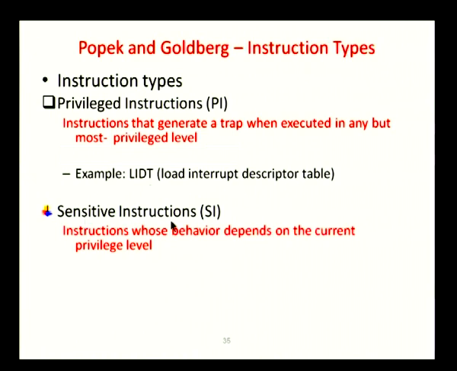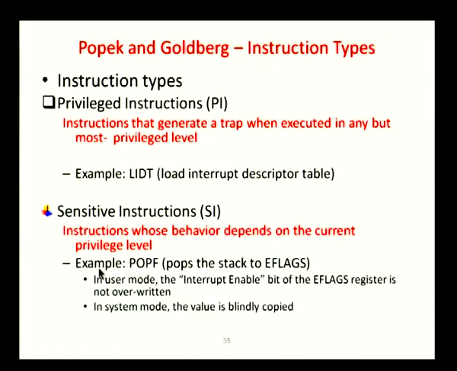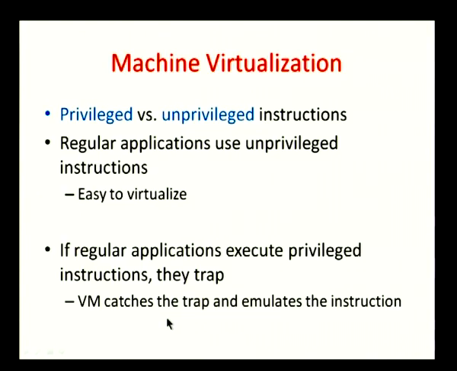The next one is sensitive instructions: instructions whose behavior depends on the current privilege level. The example is the pop-up instruction. In user mode, the interrupt enable bit of the flag register is not overwritten. In system mode, the value is blindly copied. So sensitive instructions will behave depending upon the mode of actual execution. These two types of instructions, privileged and sensitive, are available in the system whenever you go for machine virtualization. You should think of the various options for privileged and unprivileged instructions.